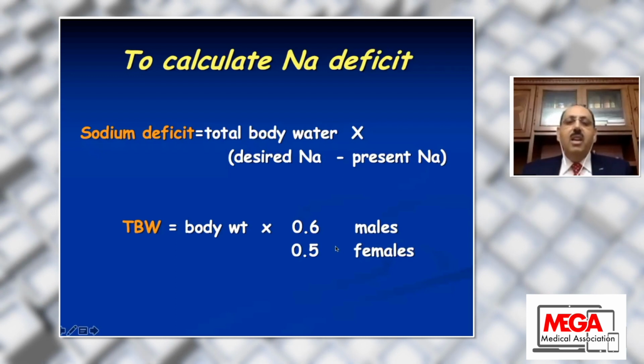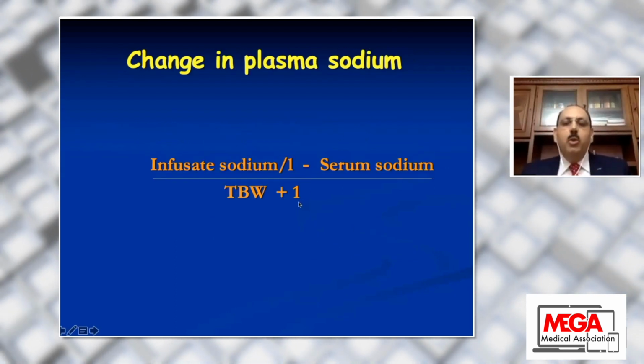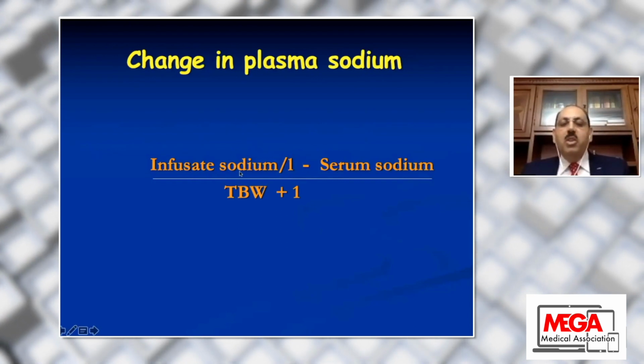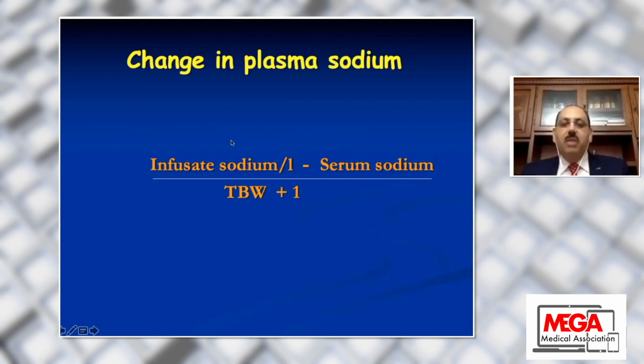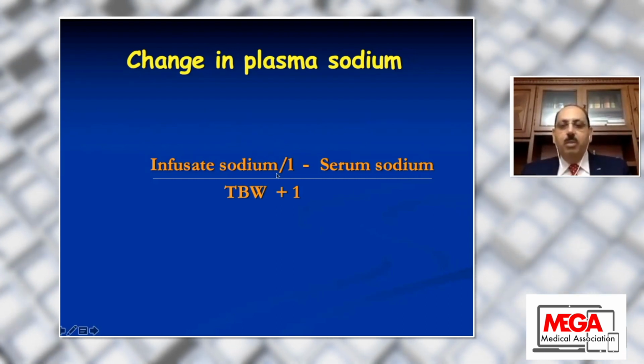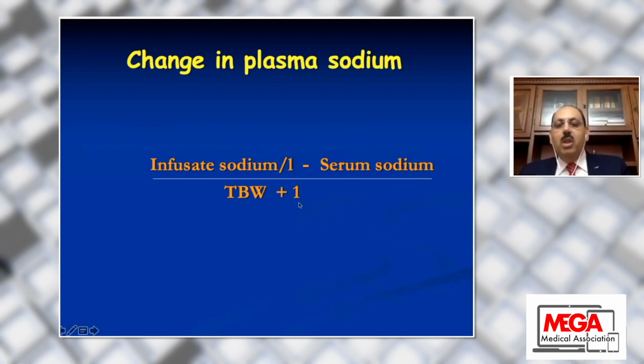Here, to calculate the change in plasma sodium or the rate of infusion using the infusate sodium, if we use hypertonic saline 3%, it contains 513 milliequivalent per liter: infusate sodium minus serum sodium over total body water plus 1.